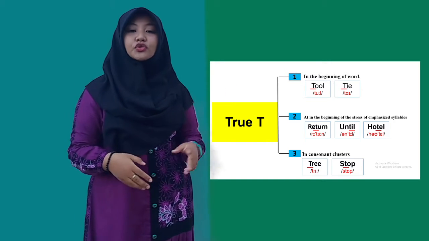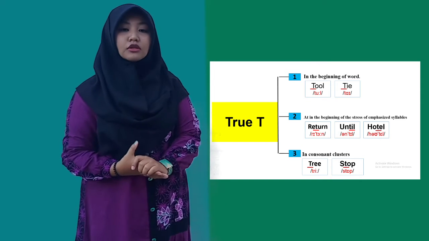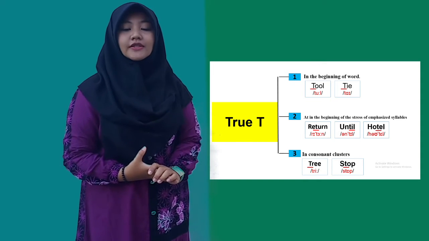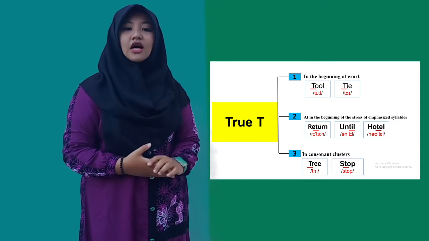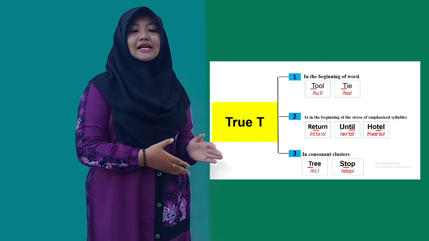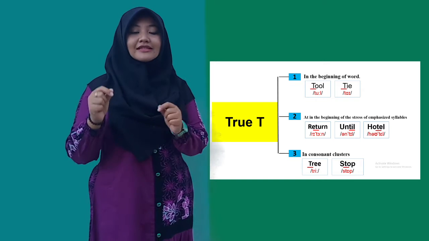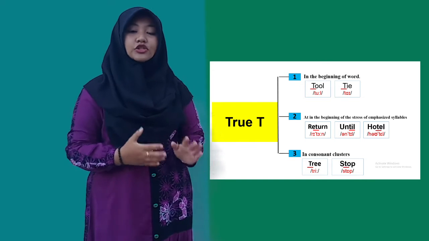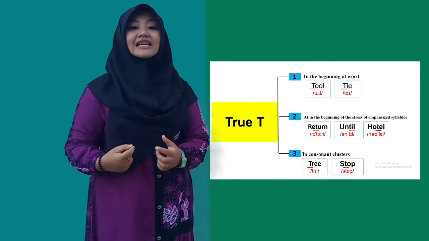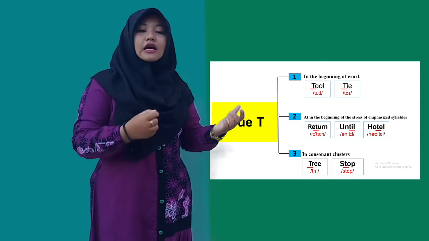And for the next, we should pronounce the true T if a T occurs in the first syllable or in the first stress of the word. For example, return, return. Another example will be until, until. And another example we also have hotel, hotel. So tel in hotel is the first stress of the word, and until, til is the first stressed or emphasized syllable in the word, and for return is the first stress in the word.